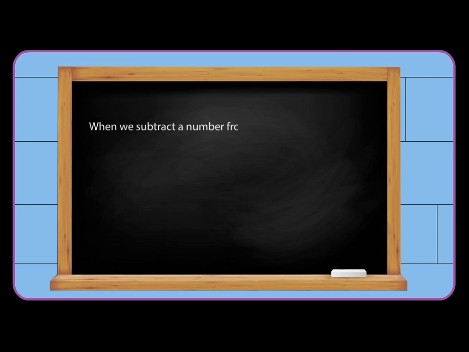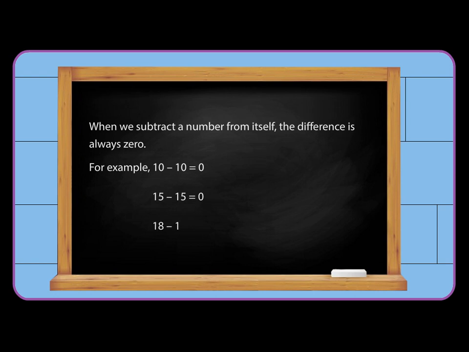When we subtract a number from itself, the difference is always 0. For example, 10 minus 10 is equal to 0. 15 minus 15 is equal to 0. 18 minus 18 is equal to 0.